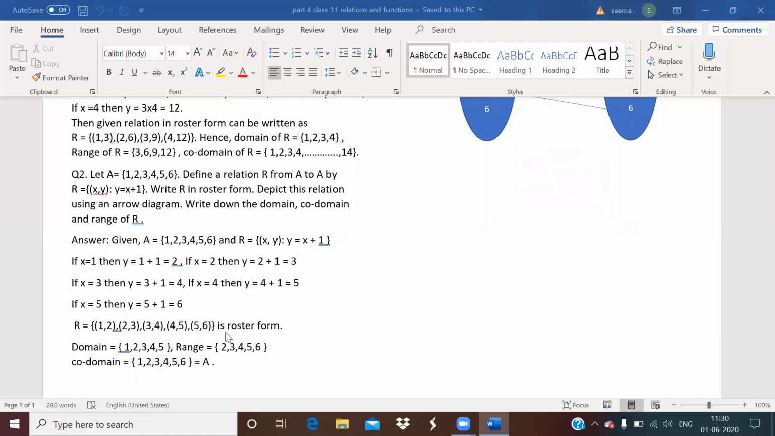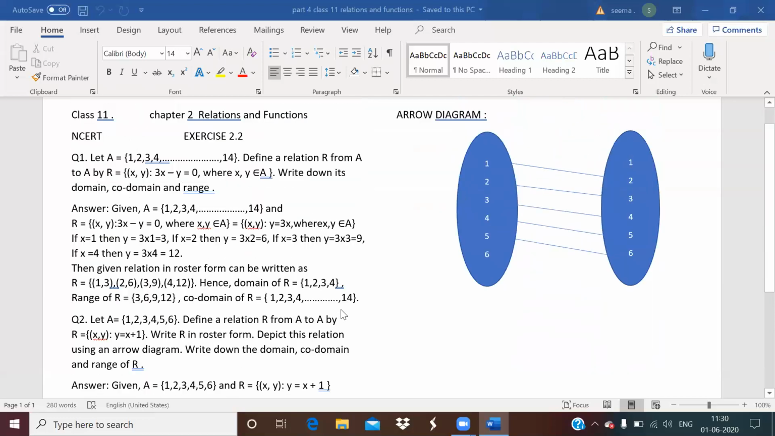And hence, how to draw the arrow diagram? As you already know, the relation is from A to A, that's why it is A, and it is also A, but 1 is related to 2 because the first coordinate is (1, 2), and similarly 2 is related to 3, and this continues till 5 to 6. This is called the arrow diagram.